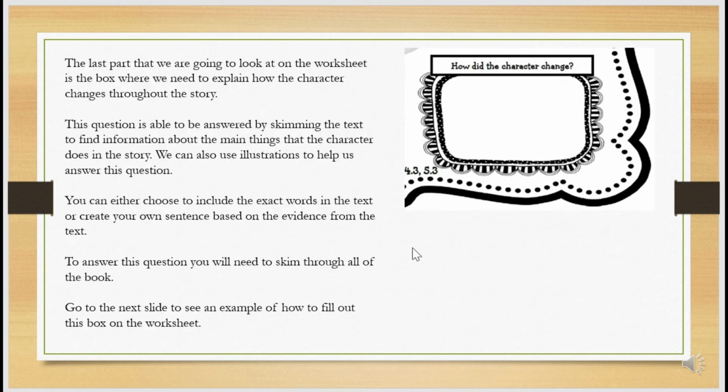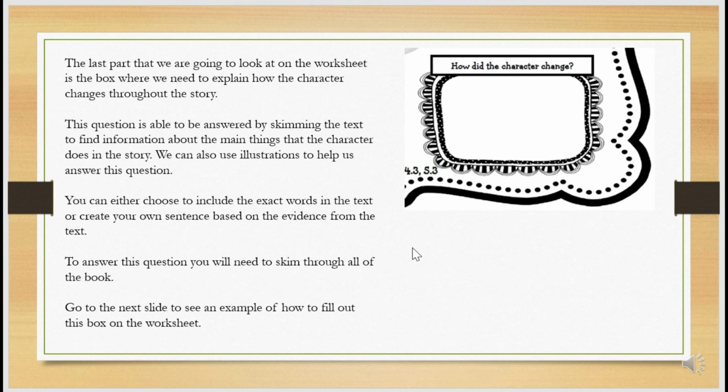Okay, the last part that we're going to look at now is how did the character change? So a lot of the time in a story, you will see that the main character usually goes through a change throughout the book. And Pam is that character for us throughout this story. We see her change as the story begins, and there's that change before the story ends.